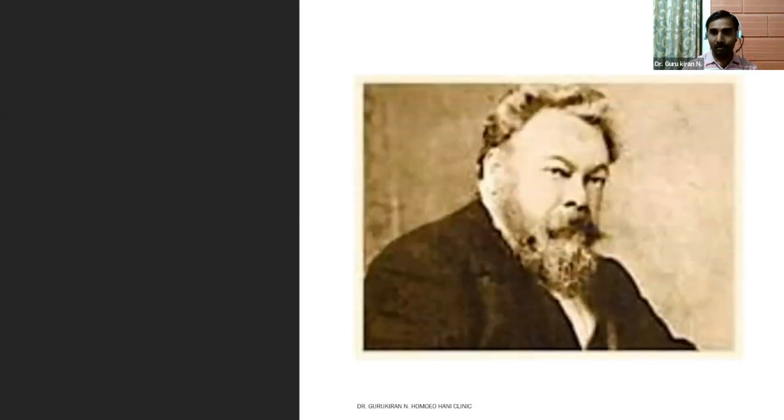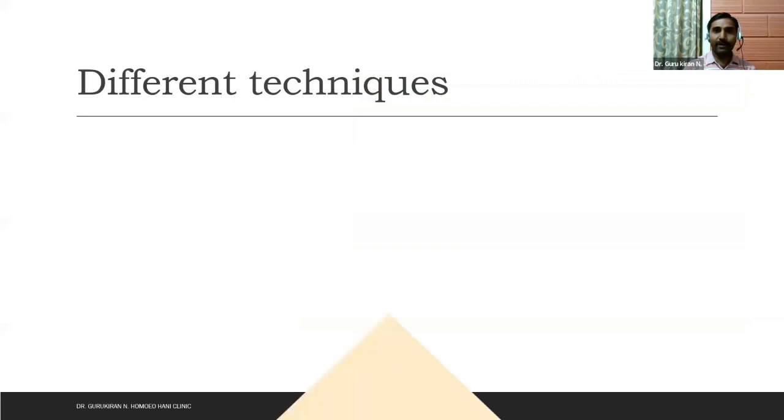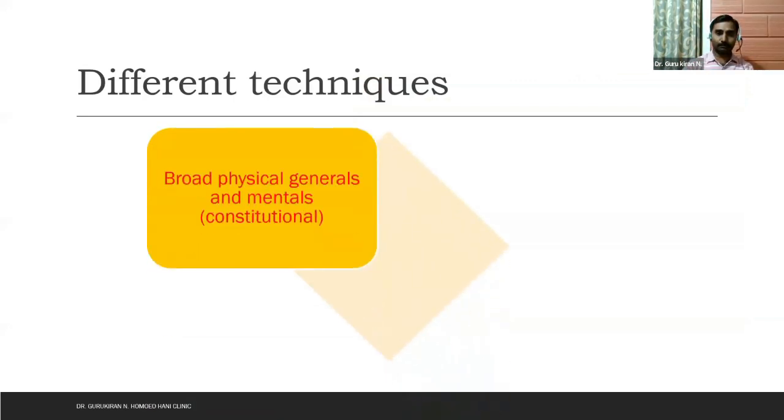Okay. Who is this? As we all know, Dr. Compton Burnett. And Burnett says we need to know and have different approaches and different methods of analysis. He only says this in his literatures. So it means that we should be ready with different kinds of approaches, various ideas, if you have to find a way to reach the similimum. And different techniques. What are the different techniques?